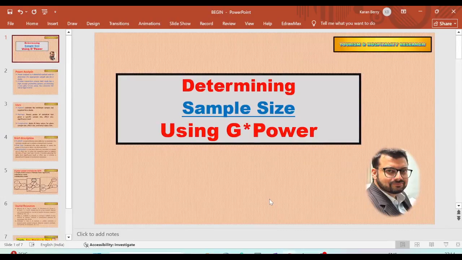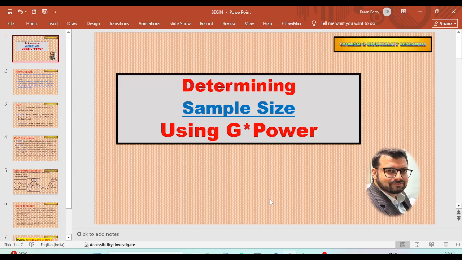In today's session of Tourism and Hospitality Research, we will be talking about how to determine the sample size for your service study using a specialized software known as G-Power. G-Power was designed as a general standalone power analysis program for statistical tests commonly used in social and behavioral research.